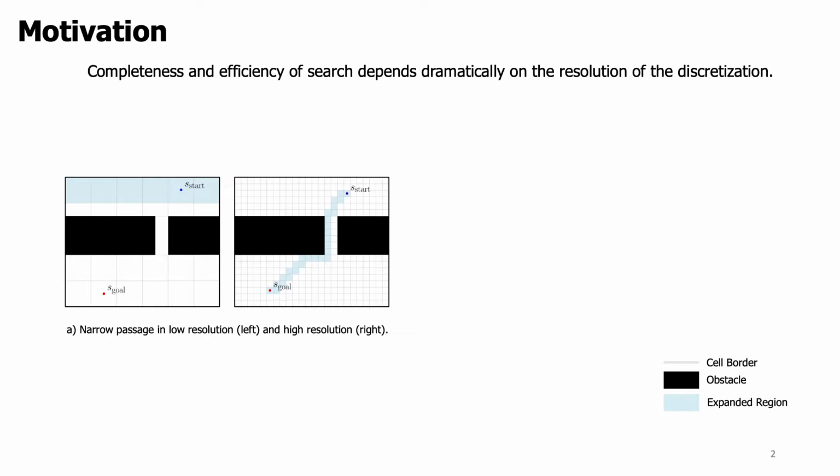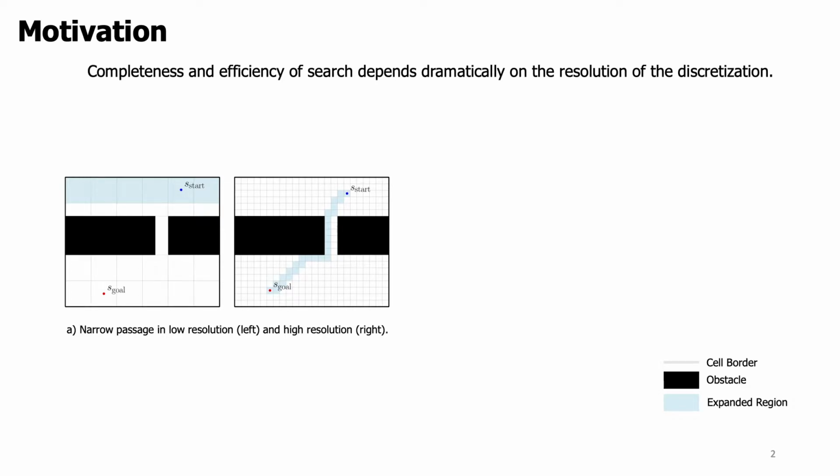Assume we have a point robot which always lies at the center of cells. On the left of figure A, a map is discretized into two resolutions, and expanded cells are marked in blue. A coarse discretization takes the narrow passage as infeasible, and hence search expanded the first row and exited. However, a finer discretization on the right recognized the path through the narrow passage.